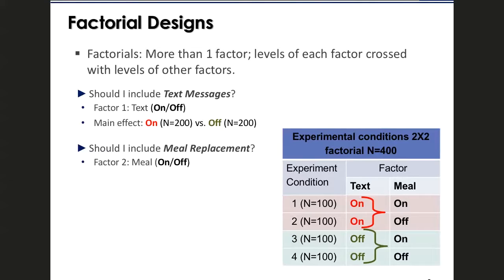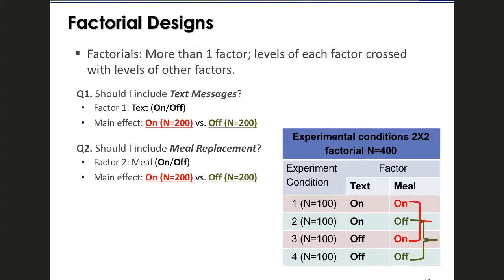Factorial design, 2 by 2. See, you said 4 conditions, makes perfect sense. Let's assume that I have 400 participants that I can include in the study. 400 is quite a lot. Naturally, what I will do is randomize these participants equally to each one of these 4 conditions. So I would have 100 participants in each condition.